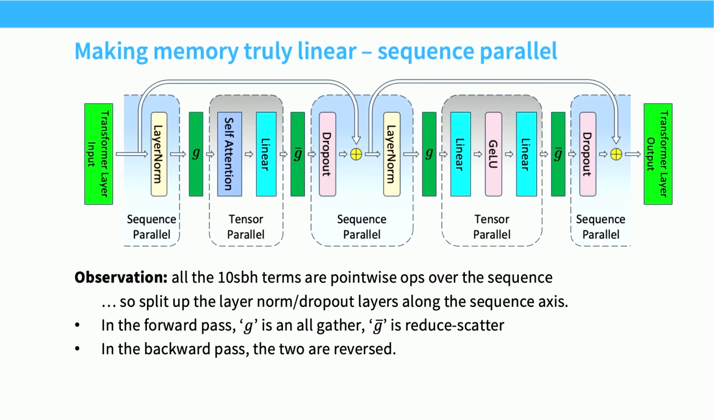And then, as I said before, there's a duality to this. In the forward pass, G is an all gather, G bar is a reduce scatter. In the backwards pass, this is going to be reversed. The all gather and reduce scatter are going to be reversed between G and G bar.